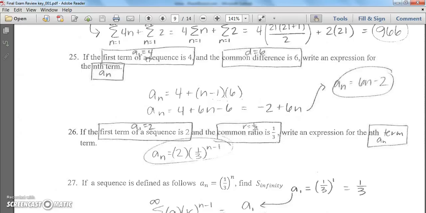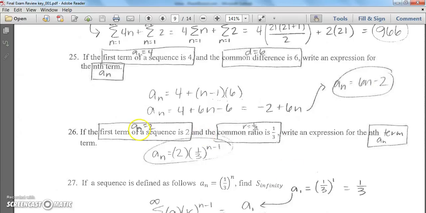So when I do that, which is great, I have my arithmetic formula, which is, again, on your formula sheet. A sub 1 plus n minus 1 times your common difference. Common difference is 6. First term is 4. Then distribute the 6 here. That means 6n minus 6. Combine your like terms. Now, I put the n first. You don't have to.